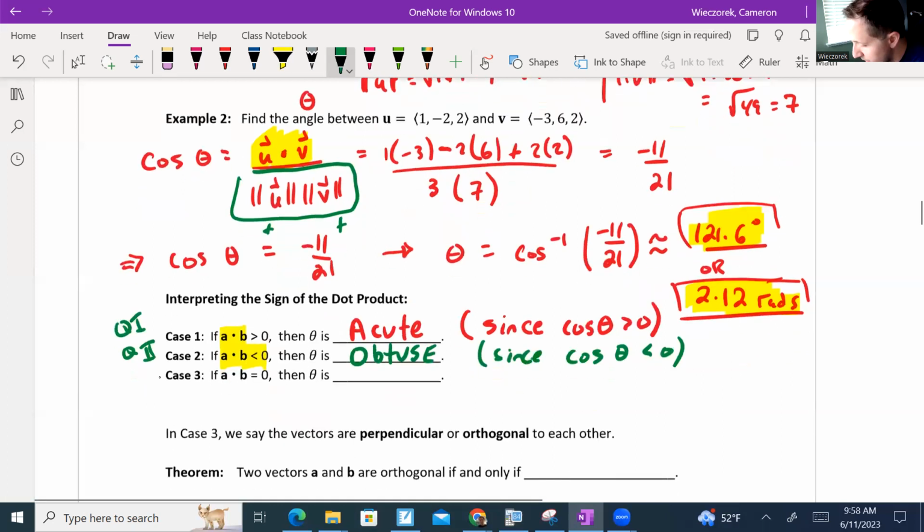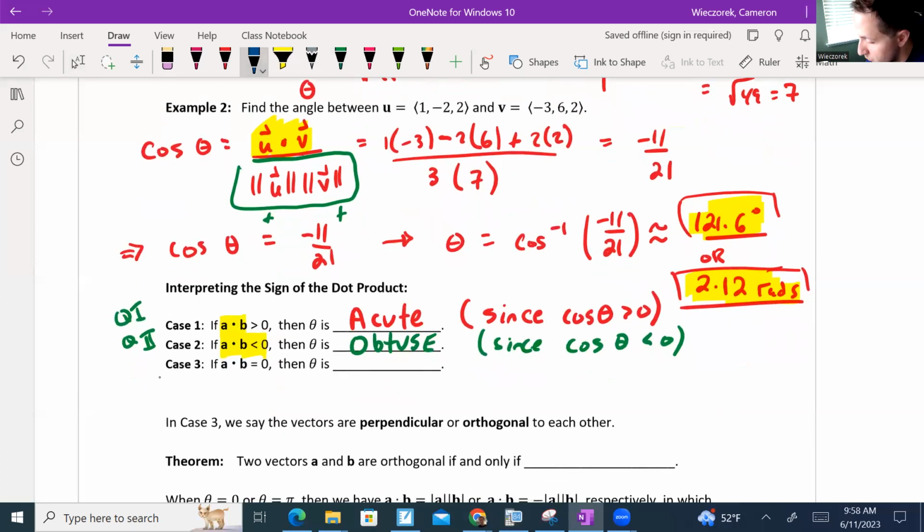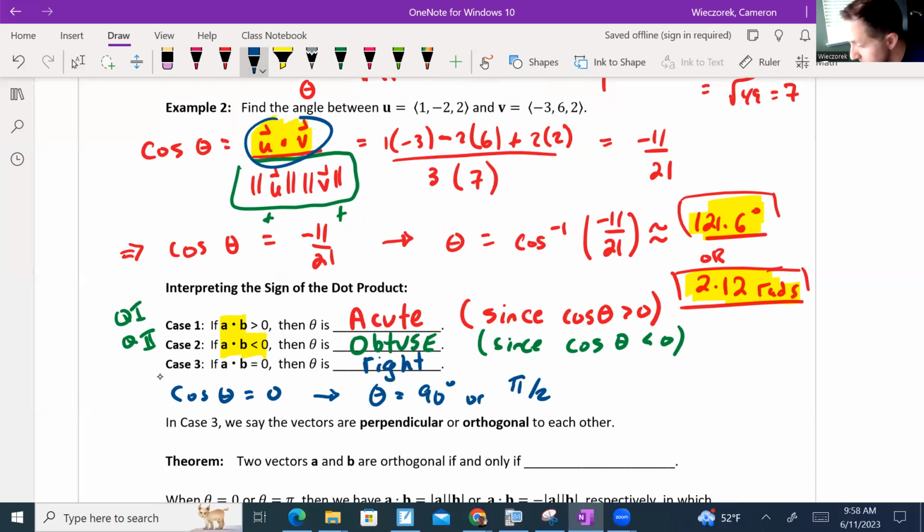It only leaves one more case. What if the dot product is equal to 0? Well, then your numerator would be 0. Your denominator is positive. So you'd have cosine theta equals 0. Well, that only happens when theta is 90 degrees, or pi over 2. Okay, so that would mean that you have to be dealing with a right angle, since cosine of theta is equal to 0.